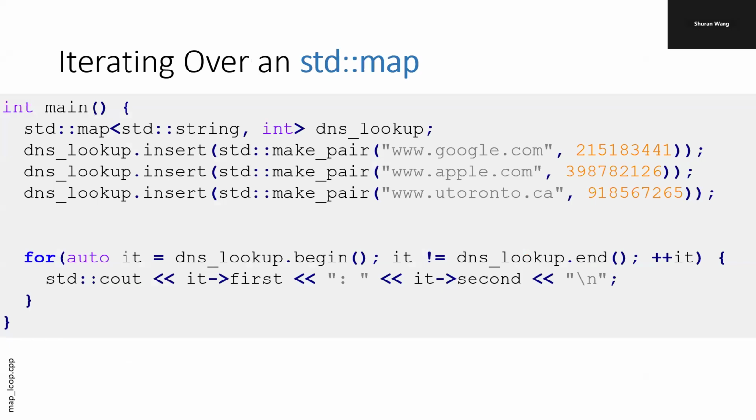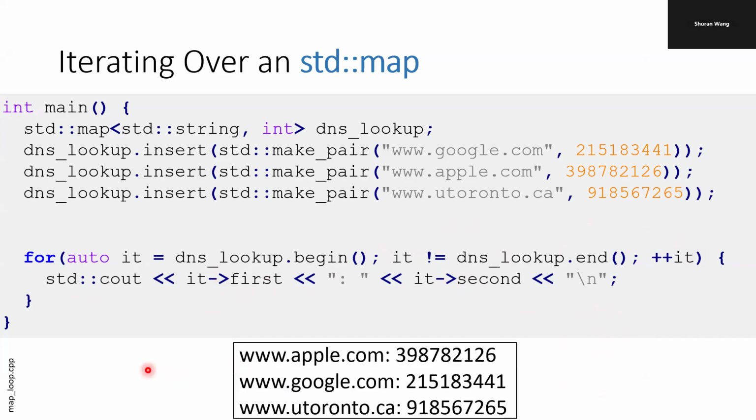So this should resemble what you just wrote. We auto an iterator that points initially to the begin and we increment until the end. And we output it.first and it.second. And the output will be this. So the output should be sorted by the key.